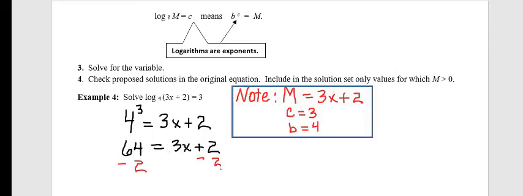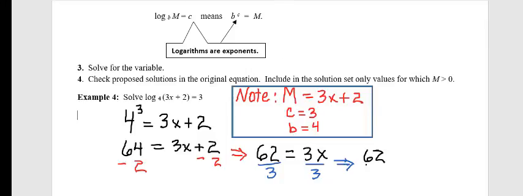4 to the third is 64. So 64 equals 3x plus 2. Subtract 2 from both sides, and you get 62 equals 3x. Divide both sides by 3, and you have 62 over 3 equal to x.